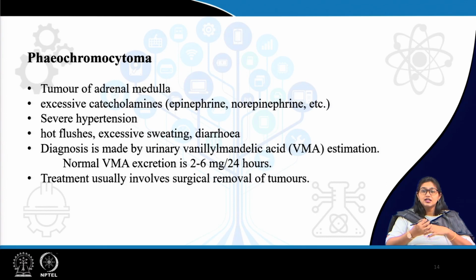Now, how is it detected? The excess amount of catecholamines produced causes excess catabolism, forming vanillyl mandelic acid, and this is excreted in urine. So, the normal vanillyl mandelic acid excretion is around 2 to 6 milligrams in 24 hours. Based on that, if urinary VMA is high, it is diagnosed as pheochromocytoma, and the treatment is just the surgical removal of the tumor to eliminate the excess function of catecholamines.